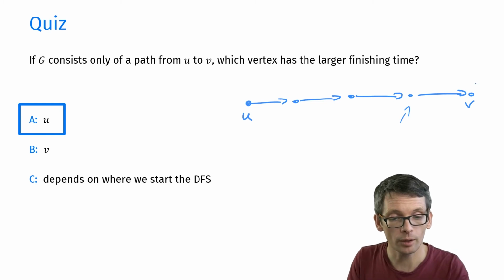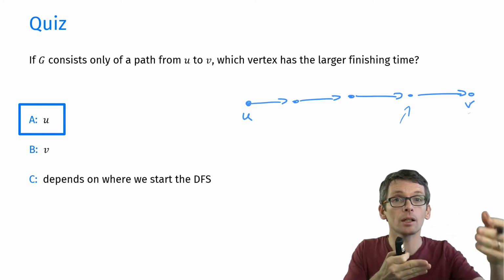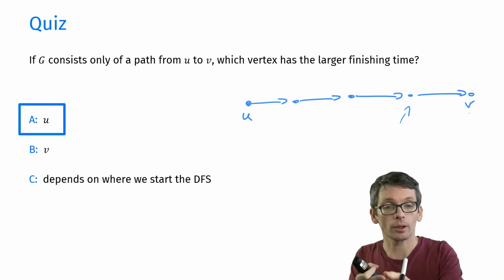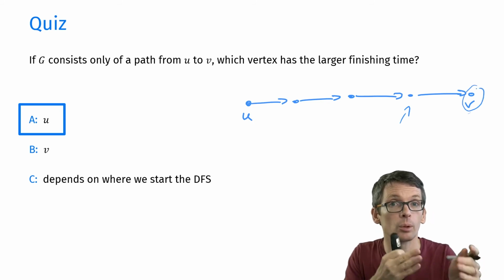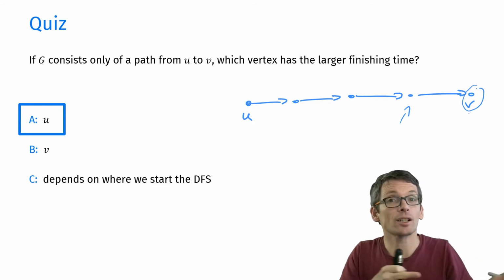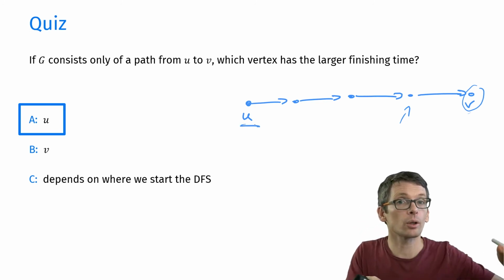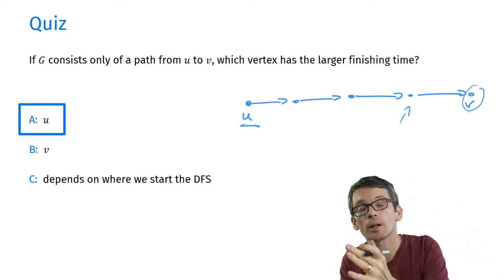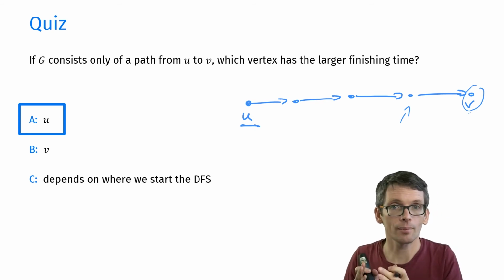So at some point we'll reach v, we'll discover it, we will immediately finish it, and then we will work our way backwards. So that means v will be finished first. It will be the first one that is finished. And that is no matter where I start. Even if I start at u, then I do recursive calls until I reach v, finish v, and then work my way backwards. So u will be the one with the larger finishing time.